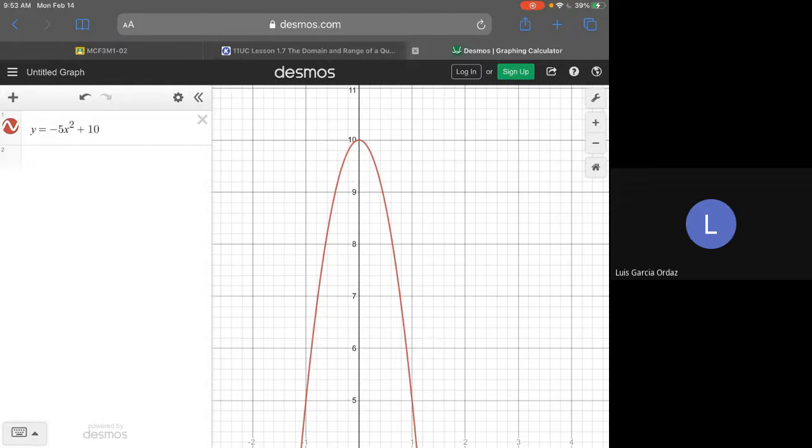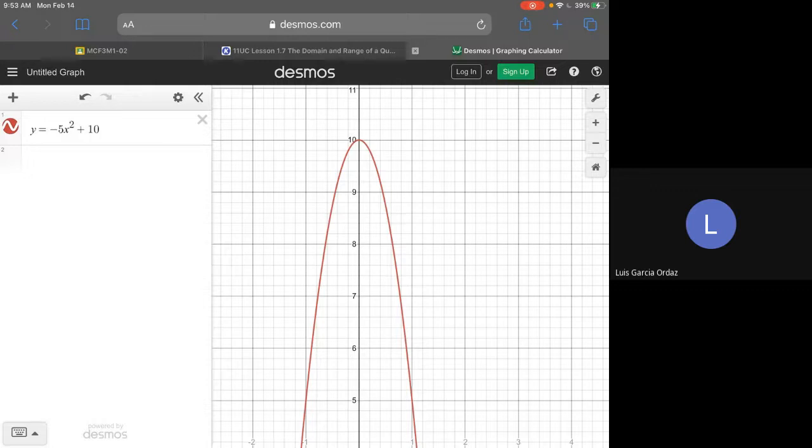So because my graph is opening down, that means it has a maximum value of 10. Does my graph go up? Does it hit y equals 11? Does it hit y equals 12? No. Because it doesn't go anything above 10, that means 10 is the maximum y value that it can hit, which means that all of my y values have to be less than or equal to 10.